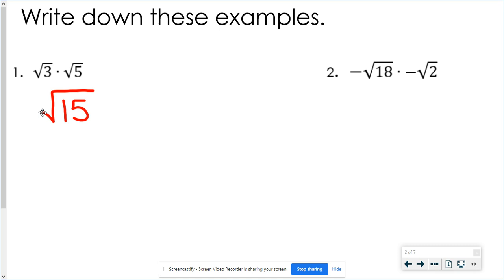In number 2, notice that I've got negatives outside of both of the radicals. And a negative times a negative is going to be a positive. So in fact, I can kind of ignore those two negatives. So the square root of 18 times the square root of 2, if I would multiply those two together, I would get the square root of 36.